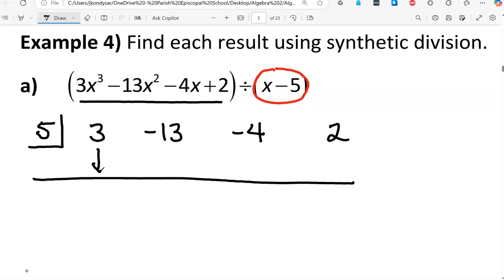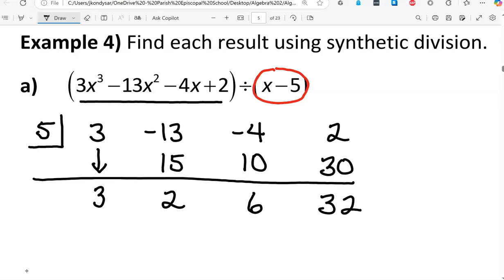First thing you do in synthetic division is bring that first number down, which is 3. Then we're going to multiply 3 times 5 and get 15, and write it below the next number in the sequence. Then we add that column, negative 13 plus 15 is positive 2, and then multiply by 5 again. So 2 times 5 is 10. Add that column, negative 4 plus 10 is 6, and then multiply by 5 again. 6 times 5 is 30, and then add that column.